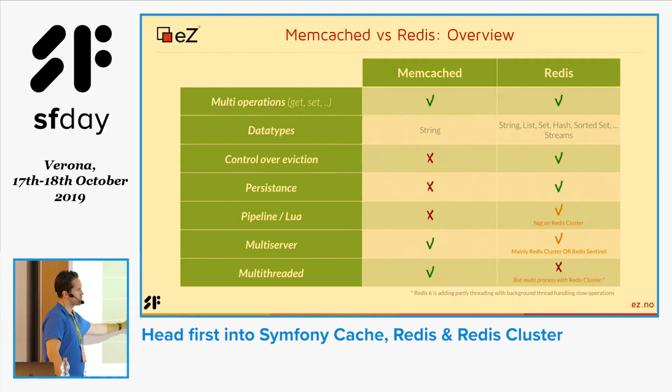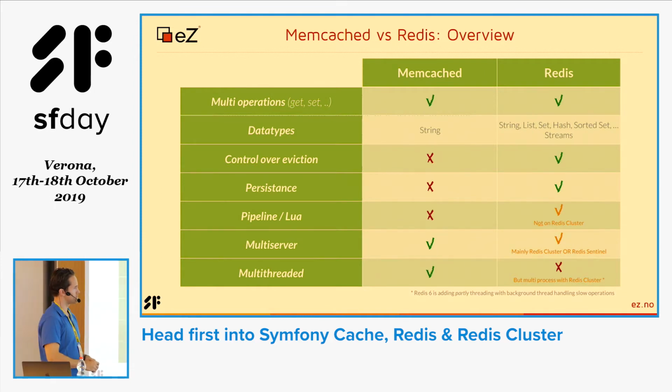It's not out-of-the-box multi-server, but you can use something called Redis Cluster to solve that, or Redis Sentinel if you only want master slave. It's not multi-threaded like Memcache. That is something you need to handle with Redis Cluster to basically set up several processes to shard the cache and also handle more load. They're fixing that a little bit in Redis 6 by introducing a slow background thread for everything you do that might be slow, but besides that, it's still by design single threaded.